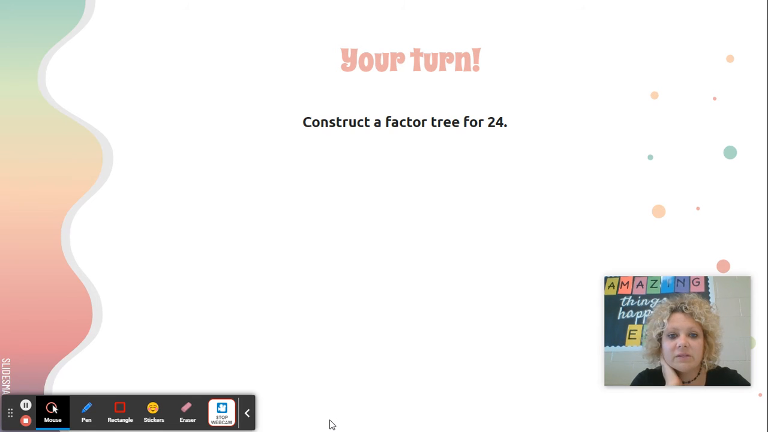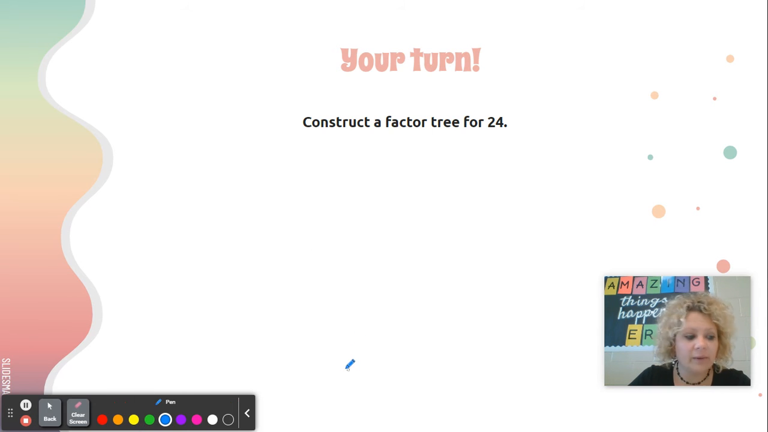So you are going to now create a factor tree for 24. Pause right here, complete a factor tree, and then hit play and you can check your answer. All right, hopefully you went ahead and paused that. I am going to do a factor tree for 24. I'm going to start with my 24, and I am going to do 6 times 4.